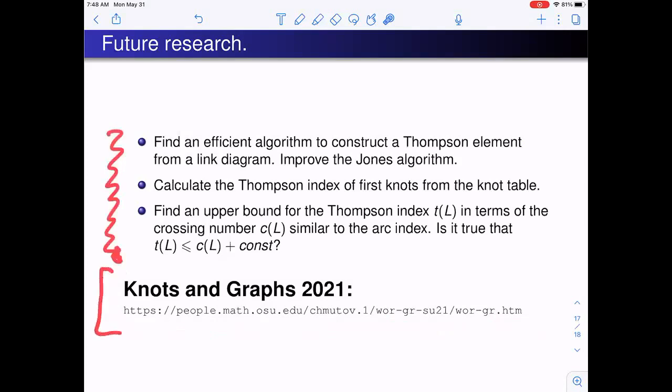Our progress will again be reflected on that website. If you have any progress on those things, it will be there.